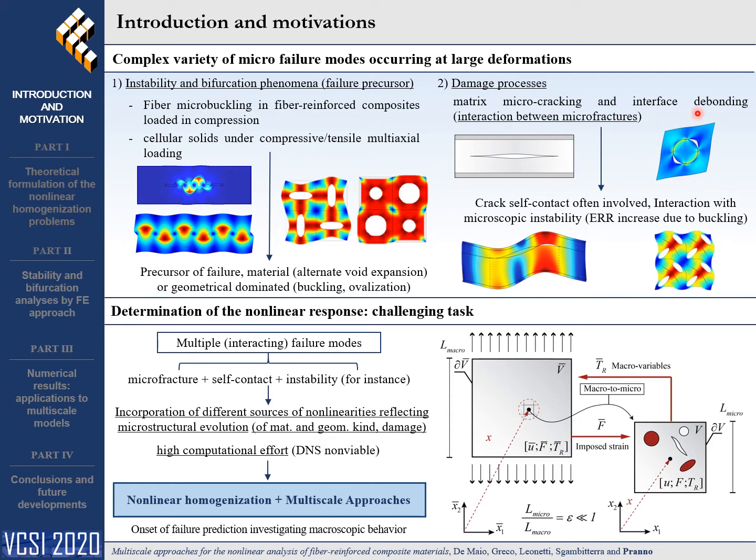These processes, often involving self-contact phenomena between crack faces, interact with microscopic instability phenomena and may induce a premature failure of heterogeneous solids. In the specific case of unidirectional fiber-reinforced composite materials, the interaction between buckling instabilities and fracture may lead to a strong decrease in the compressive strength of the composite material, since buckling causes a large increase in energy release rate at the tips of the pre-existing cracks, favoring the crack propagation or the interface debonding.